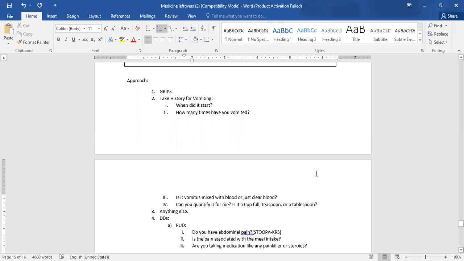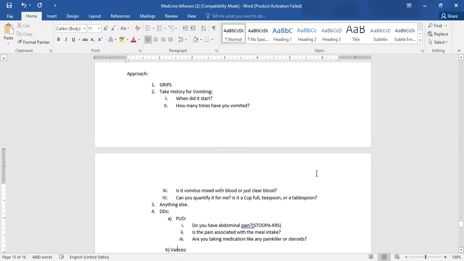However, even if she is vomiting blood, you have to ask the vomiting questions first. You already know that the questions for vomiting as a presenting complaint are different. When did it start? How many times have you vomited? Is it vomitus mixed with blood, or is it just clear blood? Can you quantify it for me? Is it a cupful, a teaspoon, or a tablespoon? And then ask the rest of the symptoms.